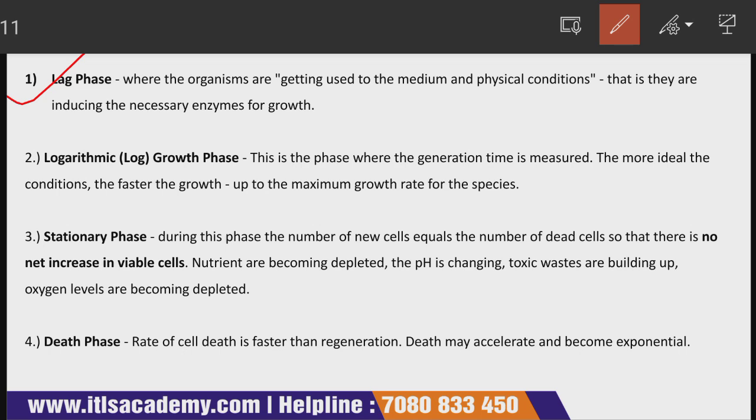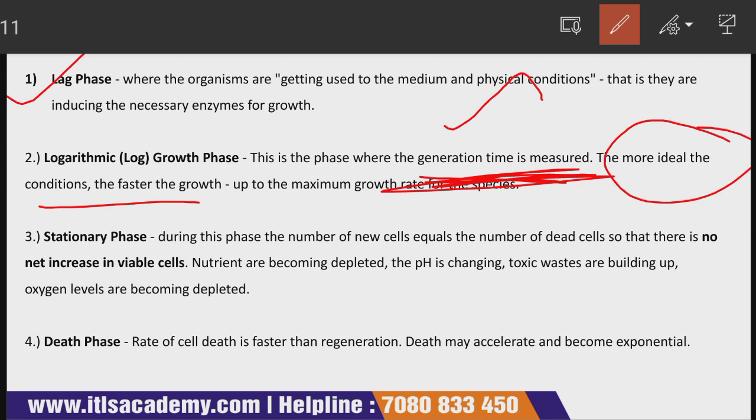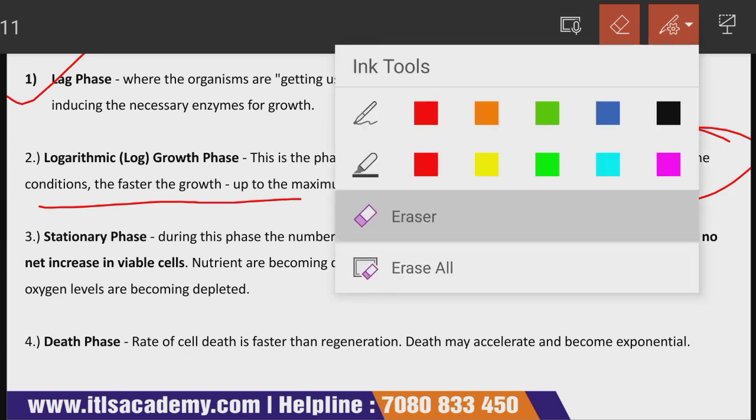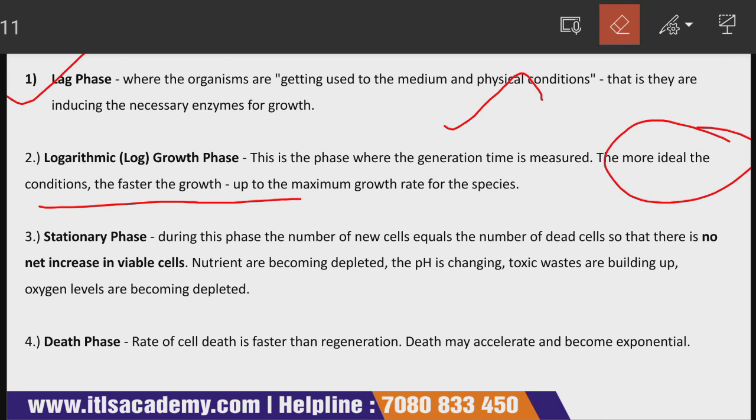Then comes the growth phase, or you can say the log phase. This is the phase where the generation time is measured, means this phase shows the exponential growth of the bacteria, and this is the most ideal condition for any bacteria to grow to the maximum. So in the exam they can ask you which phase is the most ideal for the bacteria to grow fast, then it is the log phase.